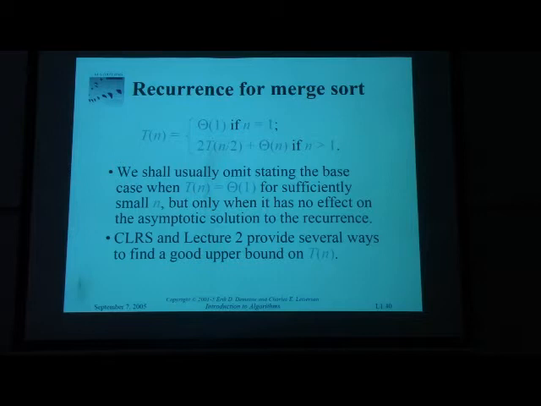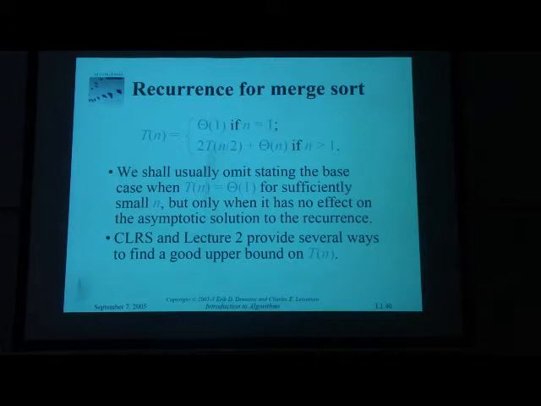So that's the setup. If n is equal to 1, we can say it's basically just a constant time. Otherwise, it's going to be 2 times T of n over 2 plus theta n. Where's this theta n coming from? That's the merge.